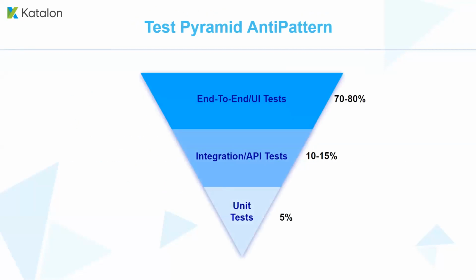Yes, that's very interesting, Jagmit. So I'm wondering, because according to my experience, normally people have a lot of end-to-end tests, like the anti-pattern that this slide is describing. So in your experience, why is that the case?